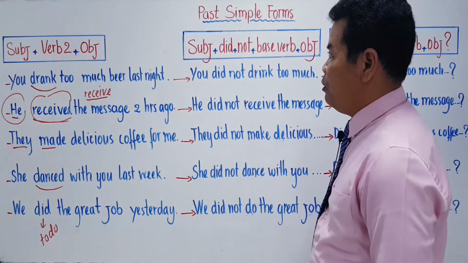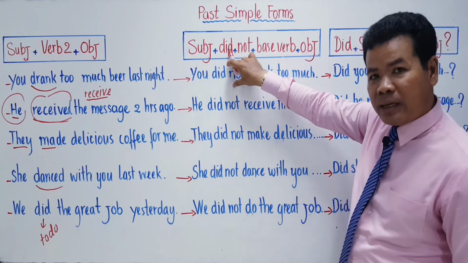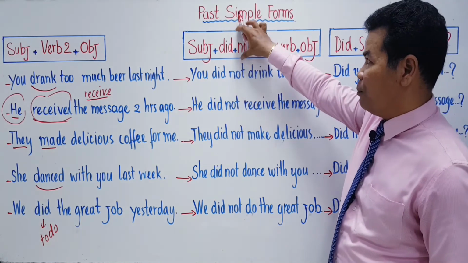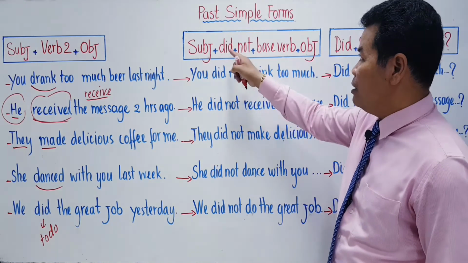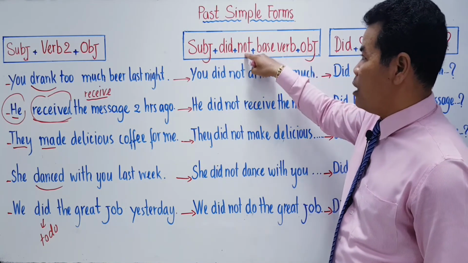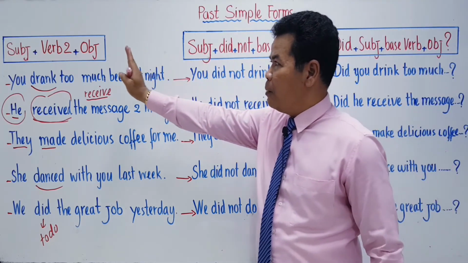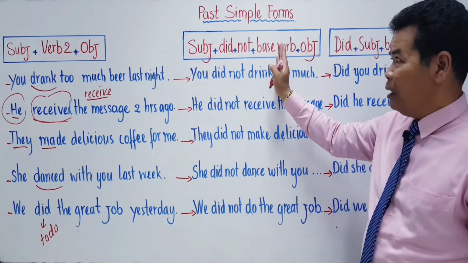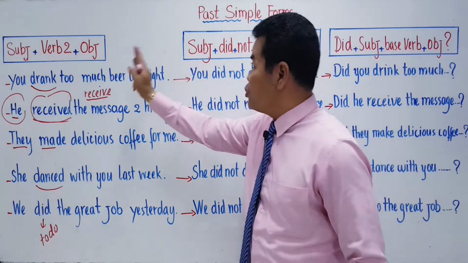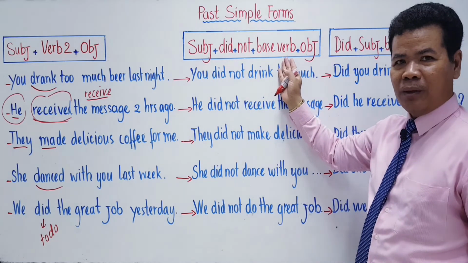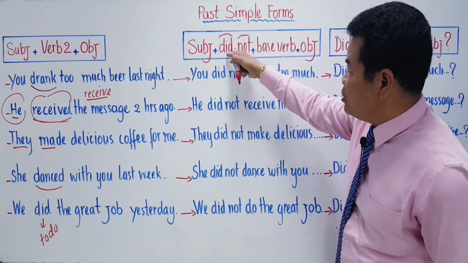Now, please have a look. You drank too much beer last night. When you make it negative, you have to see the form. You use the subject, the same in the front, plus did plus not plus base verb. So when we change from positive to negative, the past verb changes into the base verb, because you have got two words here, did and not, together.